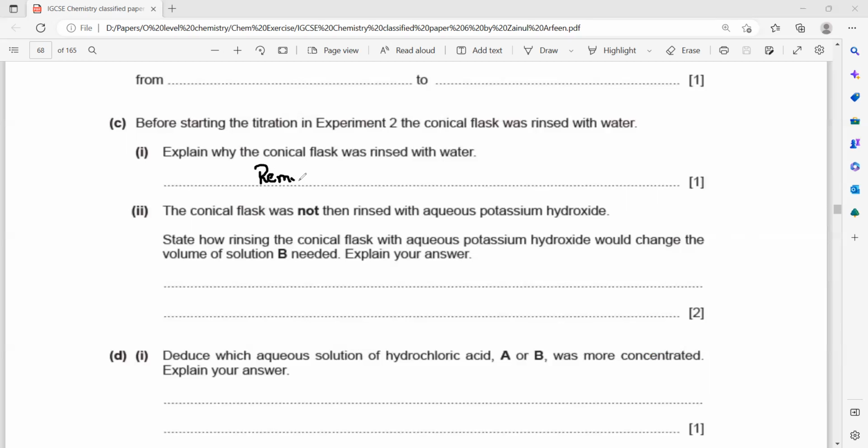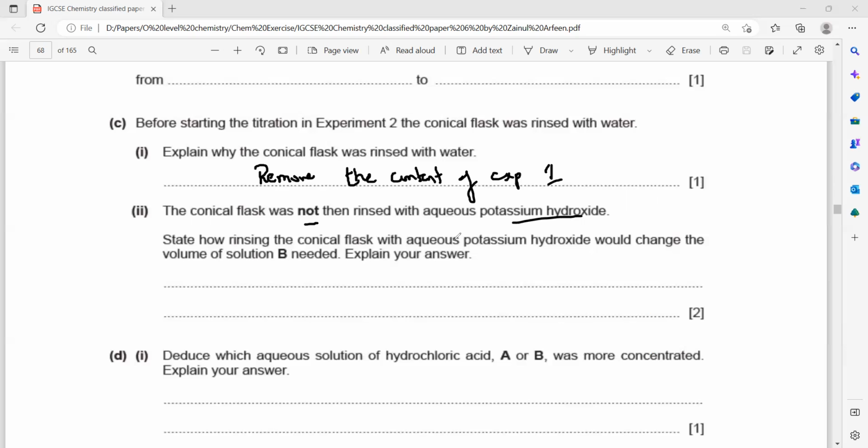We want to remove the content of experiment 1, the things which were left behind in experiment 1. That's why it is rinsed with water. Any content which was there in experiment 1, we want to remove. Then the conical flask was rinsed with aqueous potassium hydroxide.